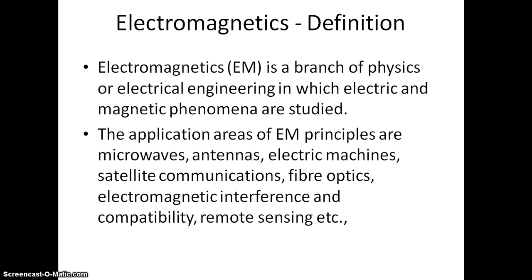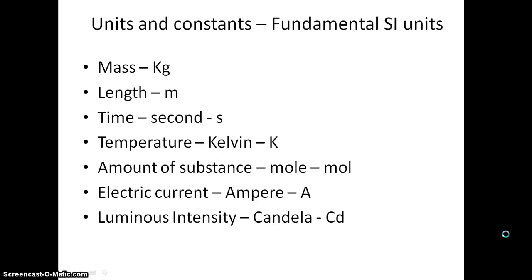Considering the definition of electromagnetics, electromagnetics is a branch of science or electrical engineering in which the electric and magnetic phenomena are studied. Hence the name electromagnetics. The application areas of electromagnetic principles are microwaves, antennas, machines, satellite communications, fiber optics, wireless communication, EMI compatibility, remote sensing. These are the various application fields of electromagnetics.